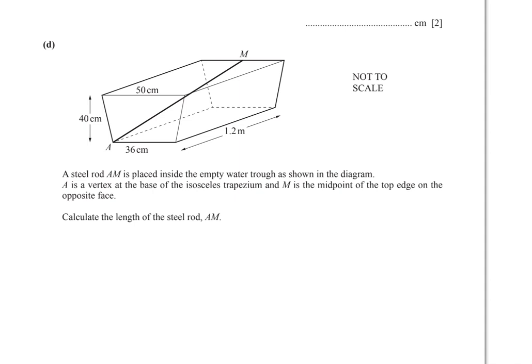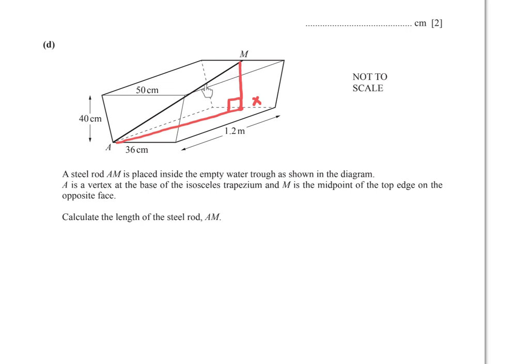Now D, a steel rod AM is placed inside the empty water trough as shown in the diagram. A is a vertex of the base of the isosceles trapezium, and M is the midpoint of the top edge on the opposite face. Calculate the length of the steel rod AM. So you can drop from M perpendicular to the trapezium. So we can call this point X and join AX. Now we have a right angle triangle.